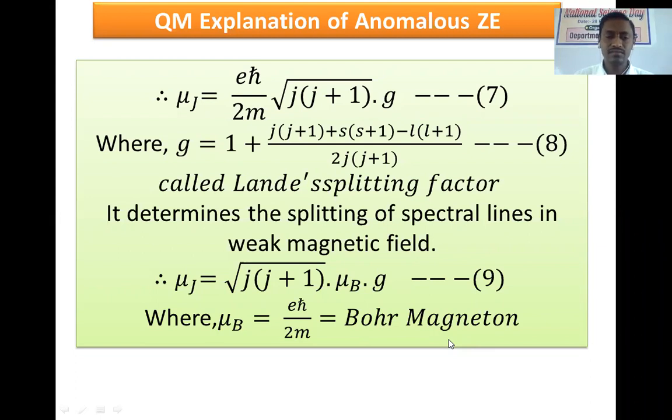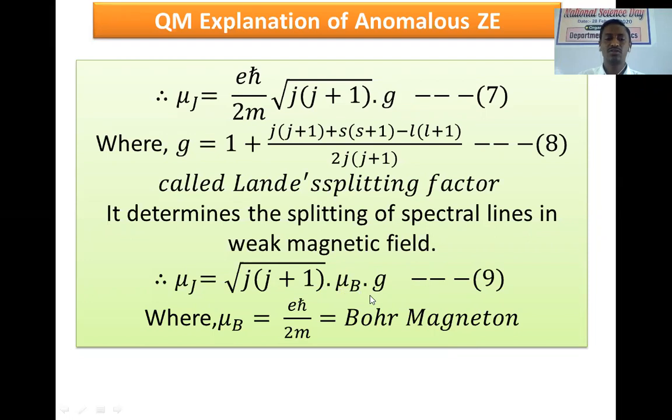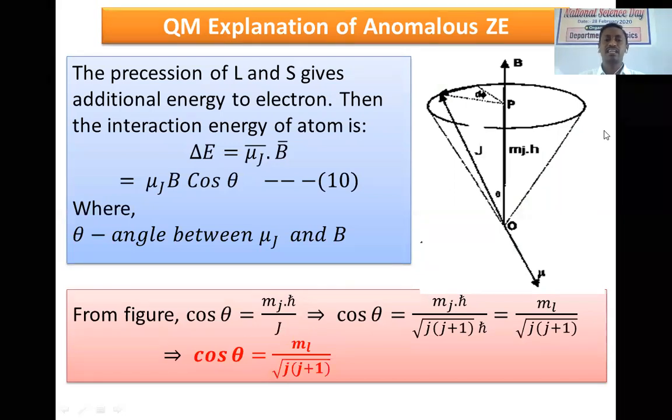Eħ/2m is a constant quantity. 9.27 × 10^-27 is the value of Bohr magneton. So after substituting the value of Bohr magneton, the value of μ_j will be equal to under root of j(j+1) into μ_B into g. That is our equation number 9. So up till now we have calculated the value of effective resultant magnetic moment of an atom by considering its orbital as well as spin motion.